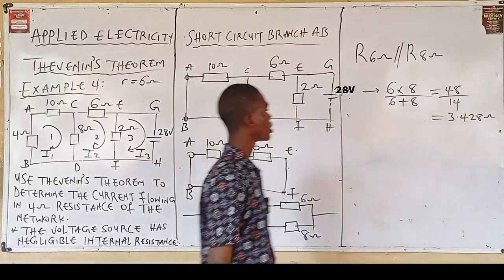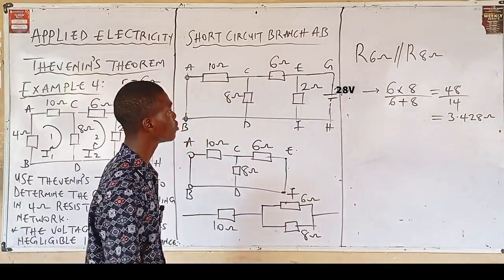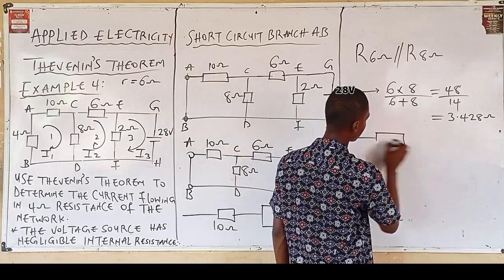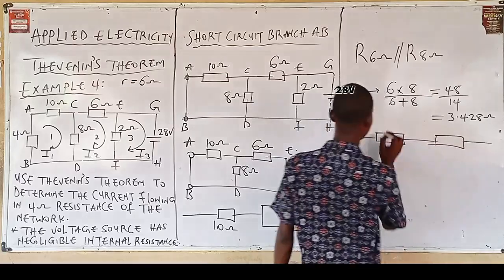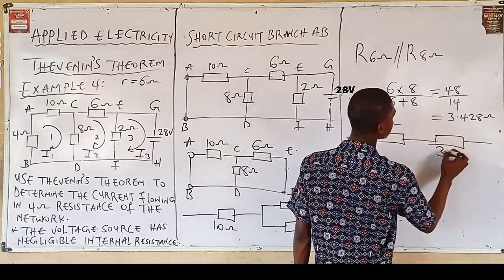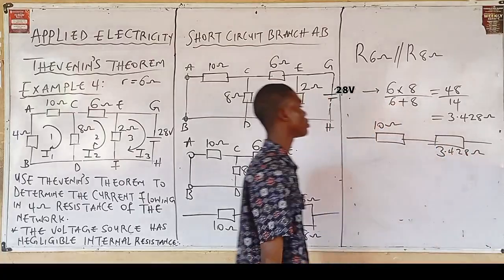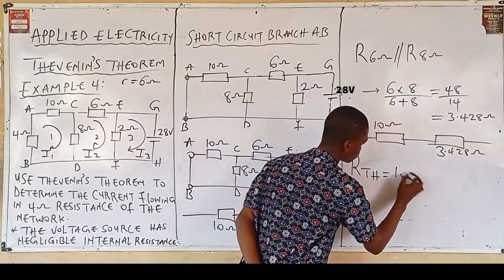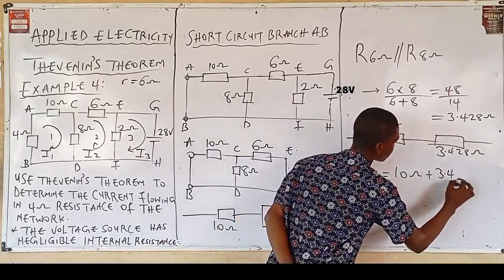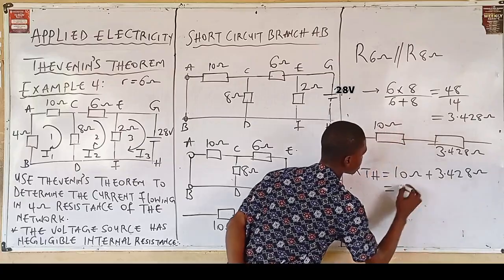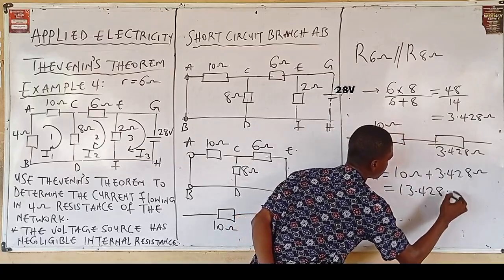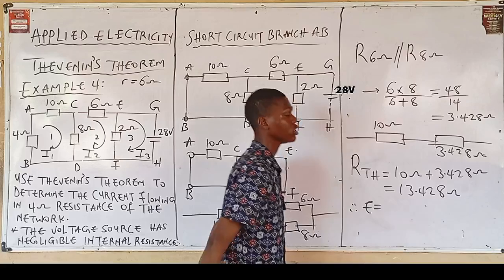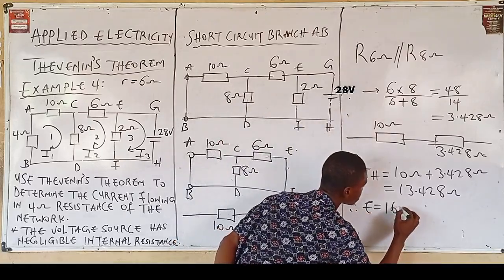This gives us 3.428 ohms. Now, we've solved the 6 ohm and 8 ohm resistors in parallel, meaning our next diagram is in this manner: this is the 10 ohm resistor and this is the 3.428 ohm resistor. Now, solving this, our RTH is equal to 10 ohms plus 3.428 ohms, which is equal to 13.428 ohms. Therefore, our E, which is the voltage of the load resistor, we got 16 volts.